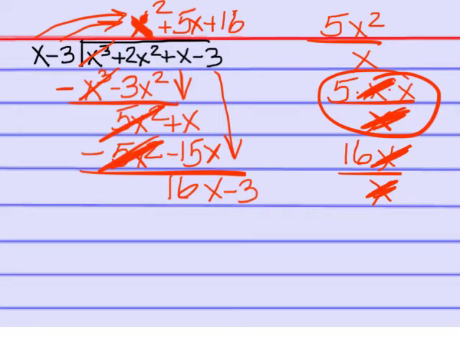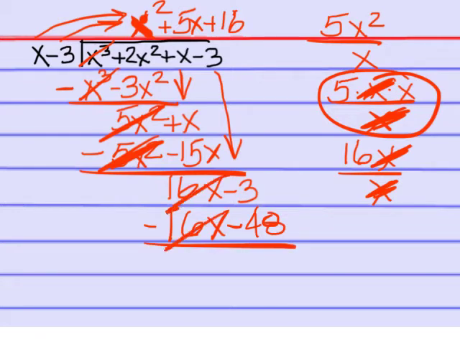And do your multiplication now. 16 times x is 16x. And 16 times a minus 3 is minus 48. Okay, when you subtract, these are gone. And negative 3 minus a negative 48 should be 45. Should be 45. Where did you get 48?